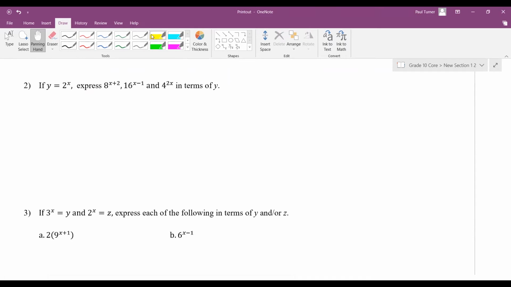Now, these ones, you're going to see these in your worksheet when you get it. Okay, so you've got y is 2 to the power x. I want to get an expression of these in terms of y. So what that means is, let's call this A, B, and C. I'll do the first one and see if you can do the others. So let's do A first. We've got 8 to the x plus 2.